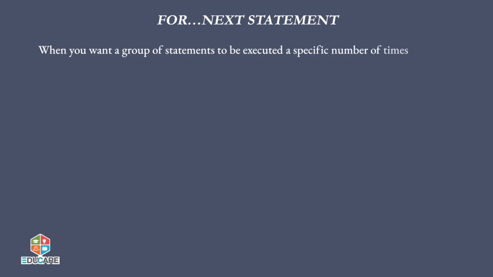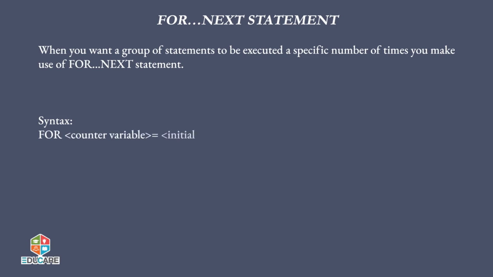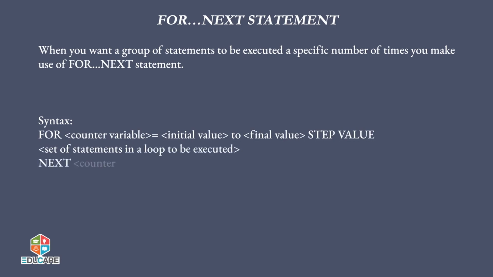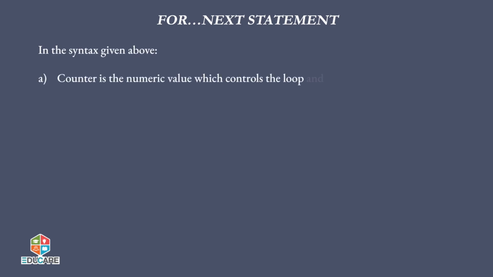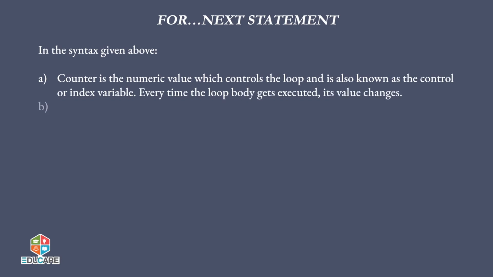FOR NEXT statement. When you want a group of statements to be executed a specific number of times, you make use of the FOR NEXT statement. Syntax: FOR counter variable equal to initial value TO final value STEP step value, set of statements in a loop to be executed, NEXT counter variable. In the syntax given above, counter is the numeric value which controls the loop and is also known as the control or index variable. Every time the loop body gets executed, its value changes.